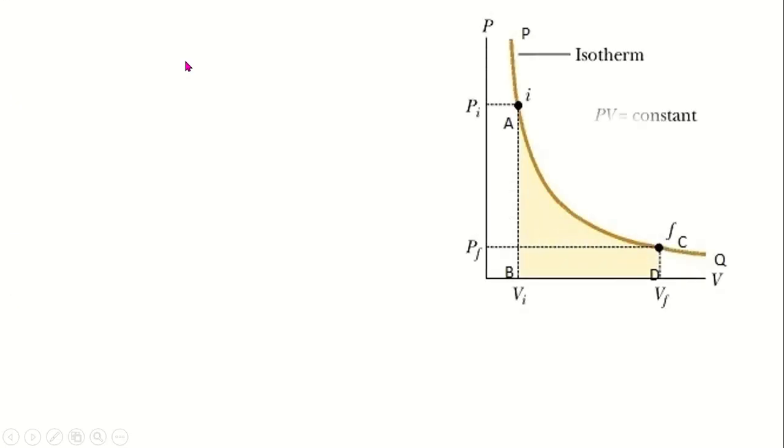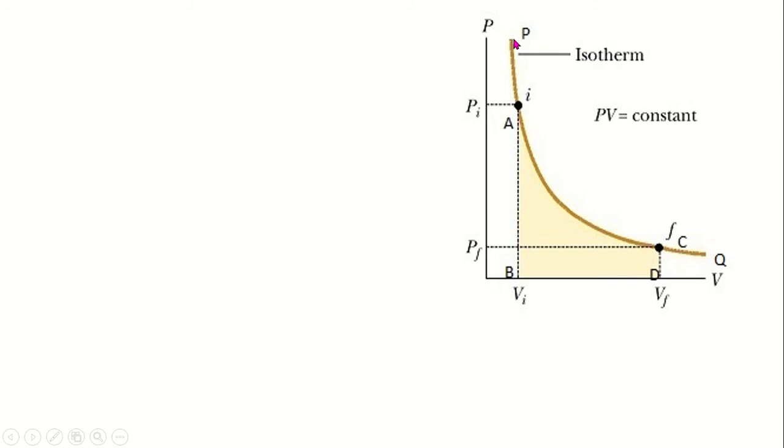Let us calculate the work done in isothermal process. Look, here by using this graph, I am making it clear about isothermal process. Isothermal process is that process where temperature remains constant. You know about isothermal process, and you have also well known about it that isothermal process follows Boyle's law. That means PV equal to constant.